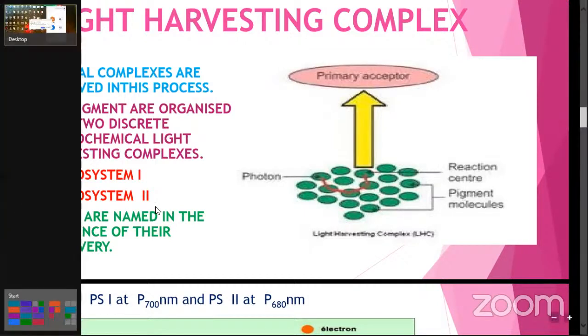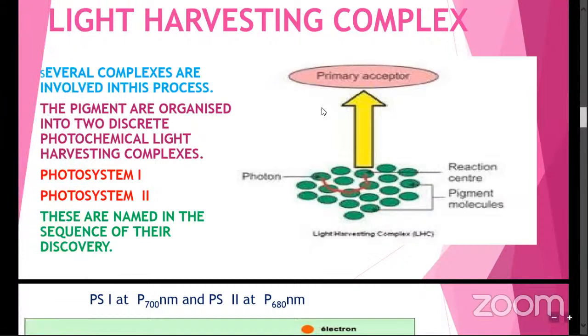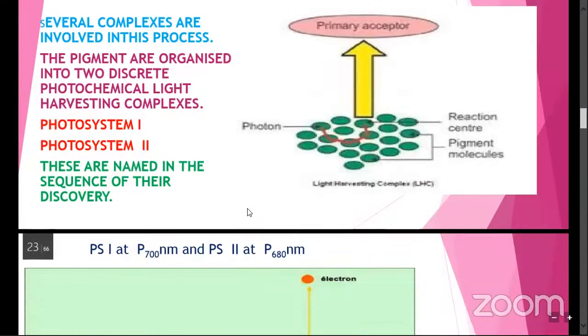Here, what we have to understand is what light harvesting complex means. It consists of the main reaction center, which is surrounded by the accessory pigments, which help in receiving the photons and transferring them to the reaction center for the excitement and the release of electrons. That is the concept. Based on these photochemical light harvesting complexes, there are two systems: photosystem 1 and photosystem 2. Now, move to the next slide.